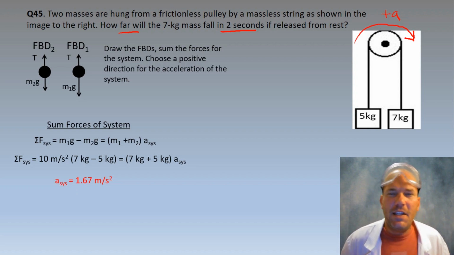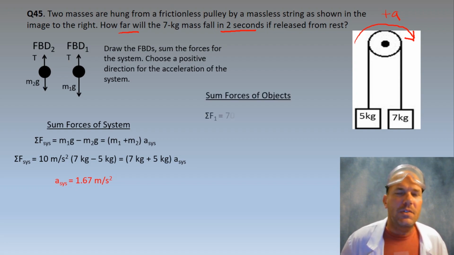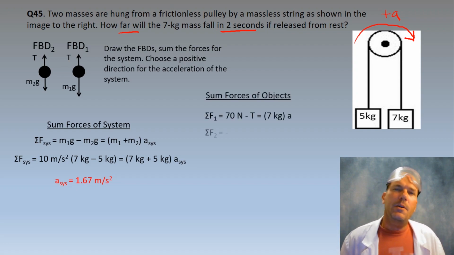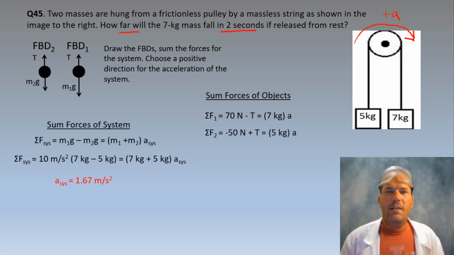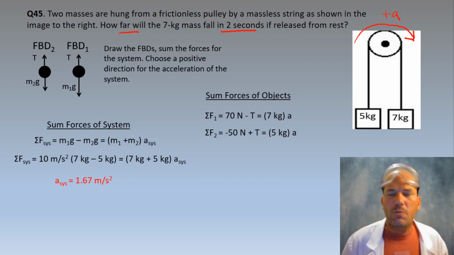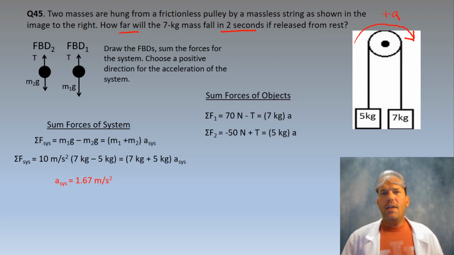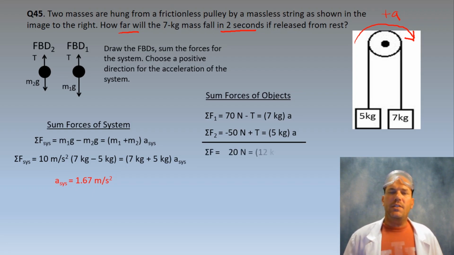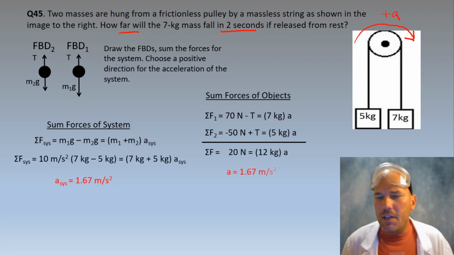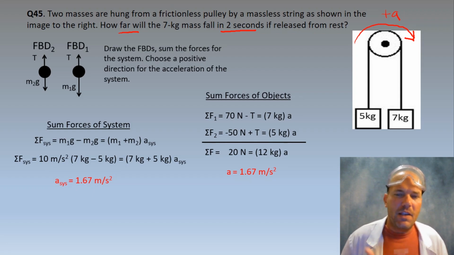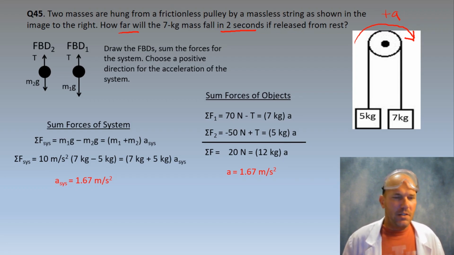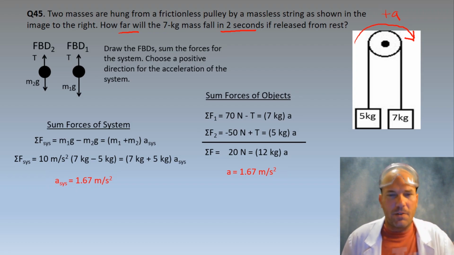We know the system will accelerate in the positive direction at 1.67 meters per second squared. Now, once again, I'm going to show you this for a couple problems. If you are using the approach where you are summing for the individual objects, you would get the following equations for force 1 and force 2. Then when you add these two equations together, 70 minus 50, you get 20 newtons, and that is equal to 7 plus 5, or 12 kilograms, times the acceleration. Dividing the left side by 12, you get the exact acceleration that we obtained using a system approach. So that's up to you.